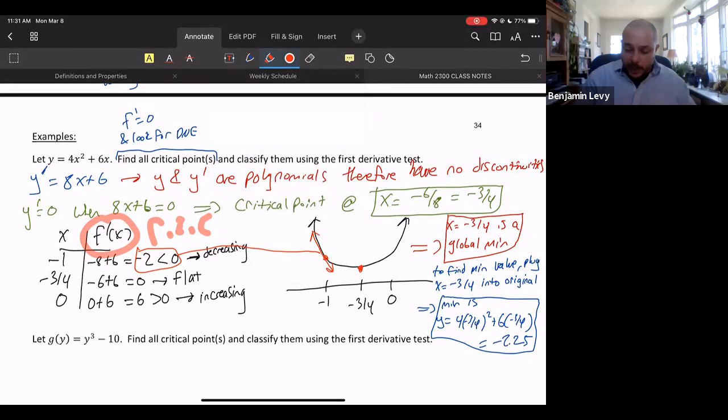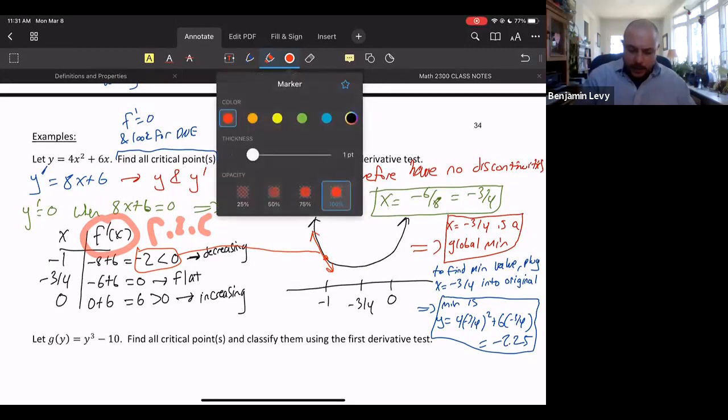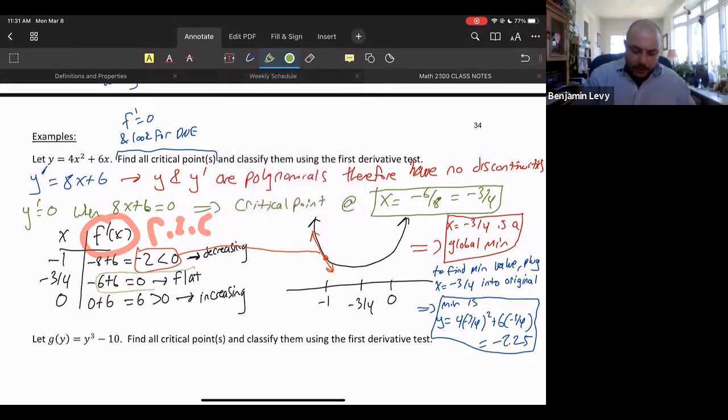So at the middle point, let me do it in another color. This one being flat just means that this tangent line is horizontal. Right? The slope is 0 on horizontal lines. And then the positive part is just telling us that the tangent line at 0 has got a positive slope. Of 6? Of 6, yeah.